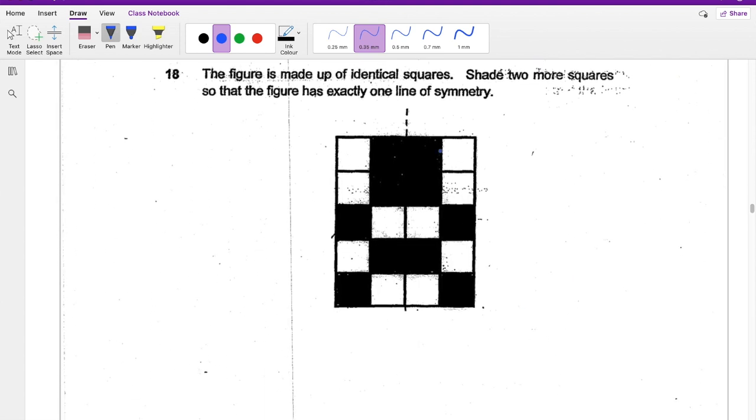The figure is made of identical squares. Shade two more squares so that the figure has exactly one line of symmetry. The concept here is about symmetry. This is a symmetry line. Then we check whether this one is equal to this one, based on this line. So after finishing, it looks like this.